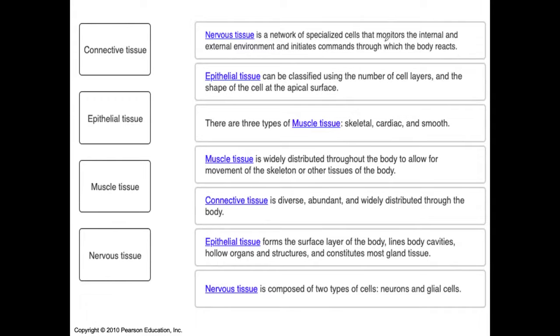A network of specialized cells that monitors the internal and external environment and initiates commands through which the body reacts. That's going to be neural tissue, right? Nerve tissue is controlling all of the bodily functions, okay? And it's monitoring what's happening inside and outside of the body. That's the job of the nervous system.